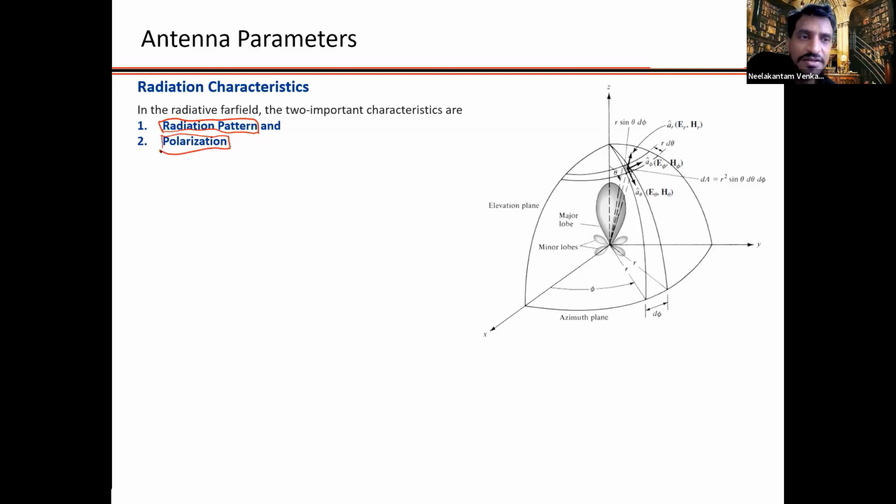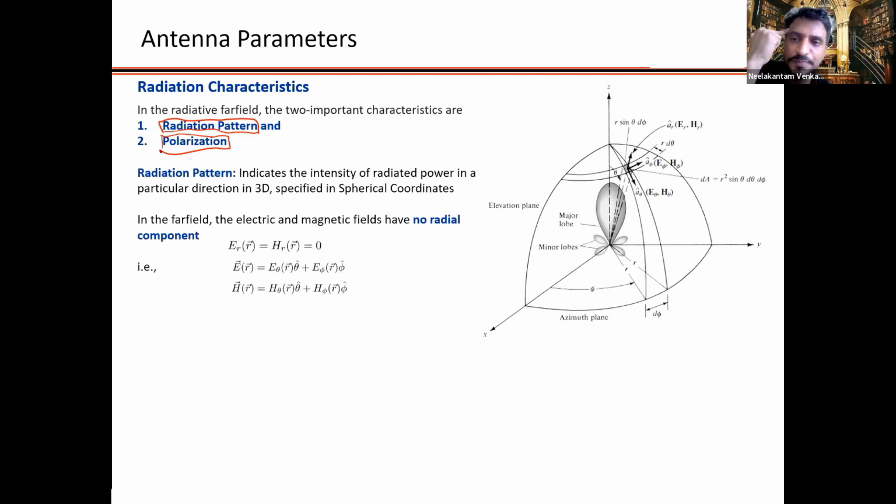The radiation pattern, as the name says, is how this antenna radiates in space. It could be radiating strongly in one direction, weakly in some other direction, or it could be radiating the same in all the directions. So it's important to understand the radiation and then use the antenna appropriately for the suitable application that you are looking at.